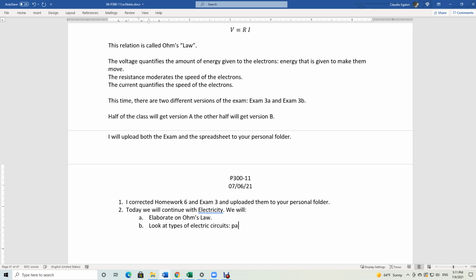First, series circuits. That's the simplest one. Series and parallel circuits, those are the two important ones. And we're going to look at electric power. So that's what we're going to do today. Let's start with Ohm's law first.